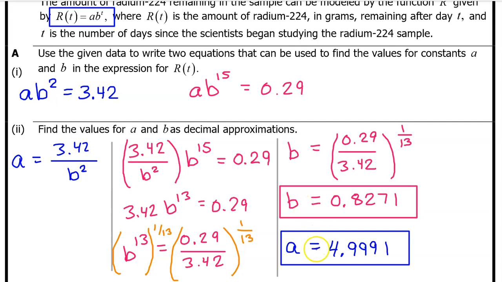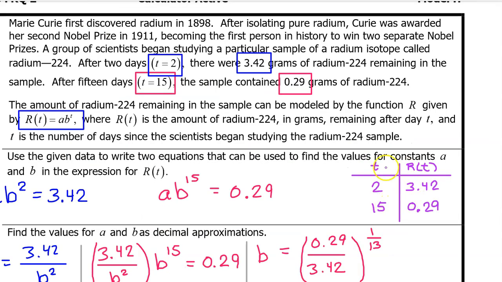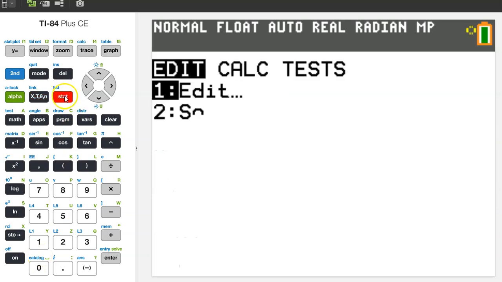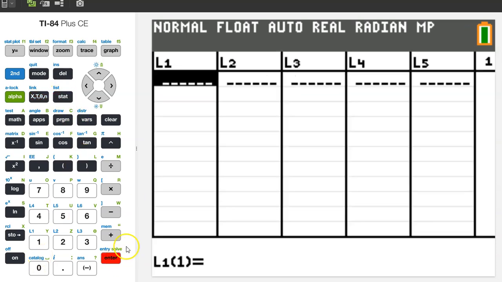So that's it. However, before we move on to part B, I'd like to go back and show you how to find the values of A and B using the exponential regression features of your calculator. Here are the 2 input-output pairs in table form. Let's enter this table into the calculator. Hit Stat and then Enter. And enter the input values in L1 and the output values in L2.